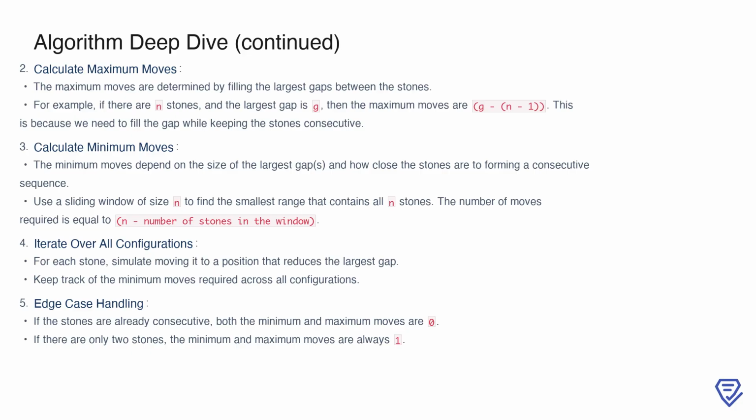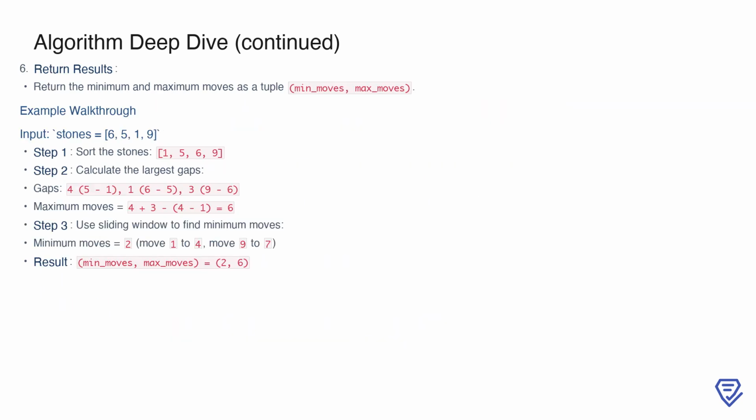This step ensures we capture the smallest number of moves required across all possible positions. Finally, we handle edge cases, such as situations where the stones are already consecutive, which means both the minimum and maximum moves are 0. Similarly, if there are only two stones, the moves are always exactly 1, regardless of their positions. Once these calculations are complete, we return the minimum and maximum moves as a tuple, min_moves, max_moves.